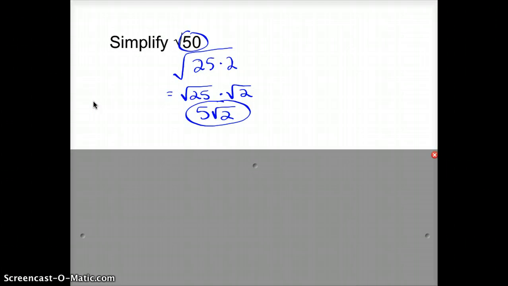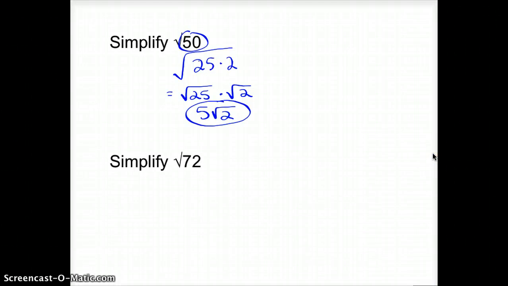Okay, so let's have you try one. See if you can do this. Simplify square root 72. Okay, I'm going to show you a couple ways that you could do this problem, but you try it on your own first. Okay, this is what I would probably do. I would notice, okay, what's a perfect square that goes into 72? I just automatically noticed 36. So, this is square root of 36 times 2.